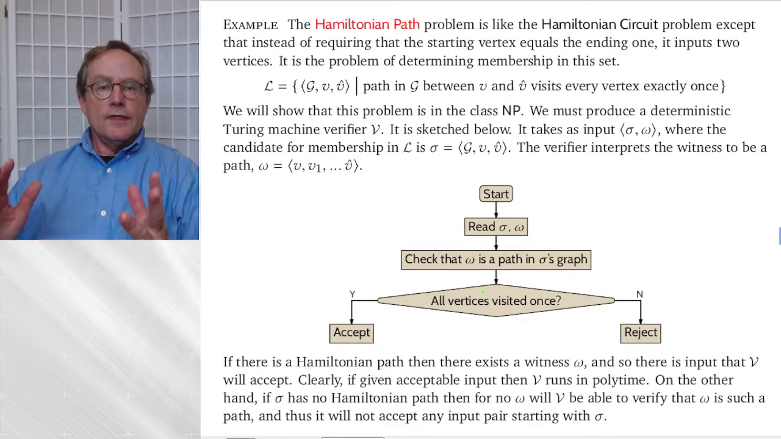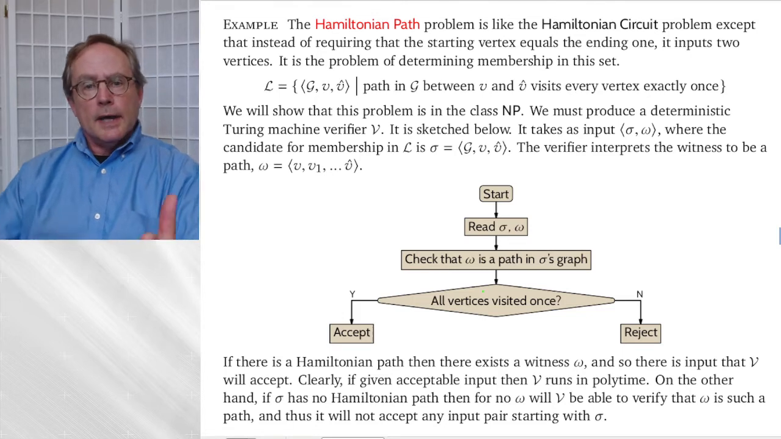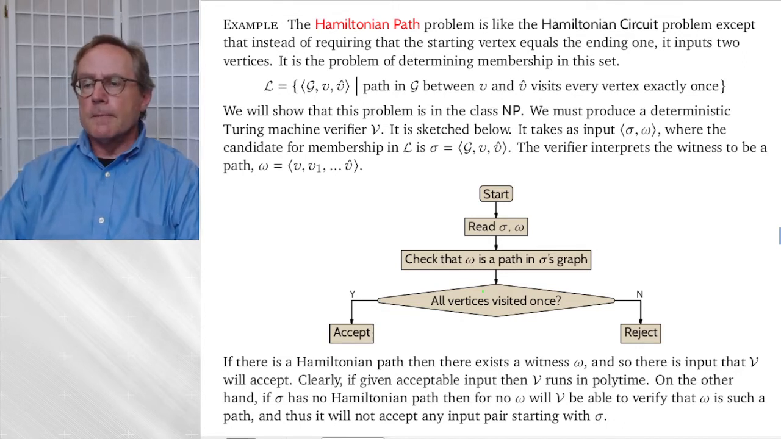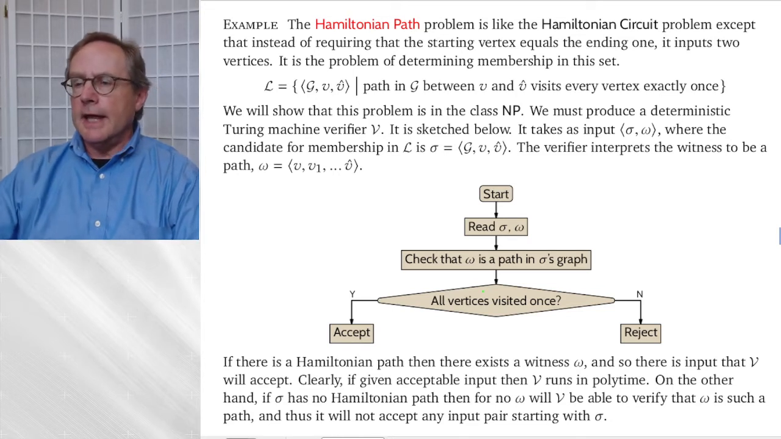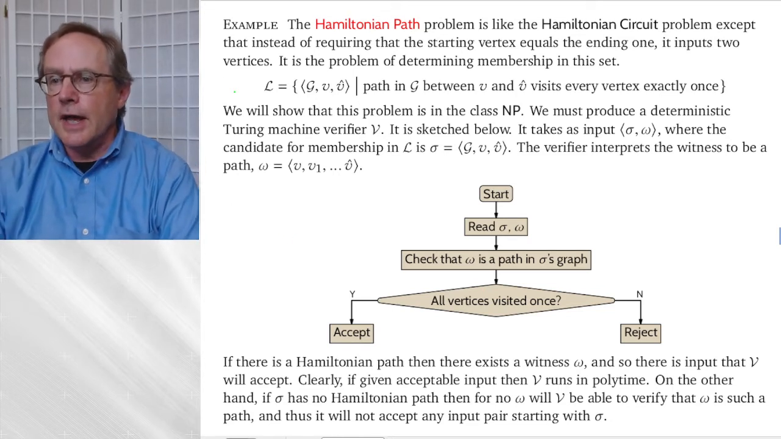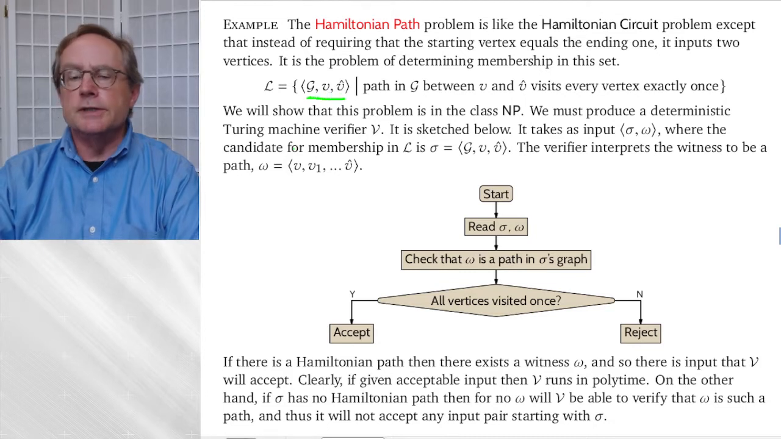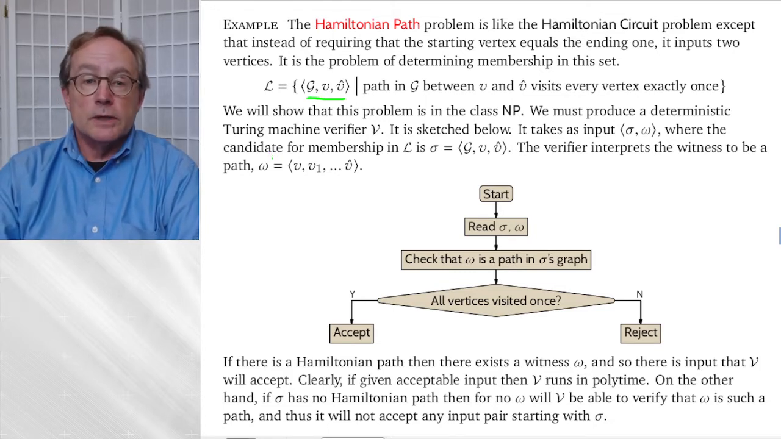All right, so with that, I hope, increased understanding of verifiers, which often give people trouble, we want to do an example or two here. Okay, so for example, Hamiltonian path. The Hamiltonian path problem is like the Hamiltonian circuit problem, except that instead of requiring that the starting vertex equals the ending one, it takes two vertices as input. So you're looking at a graph, and then you're looking at two vertices, v and v hat. And you just want the path between v and v hat to visit every vertex once.